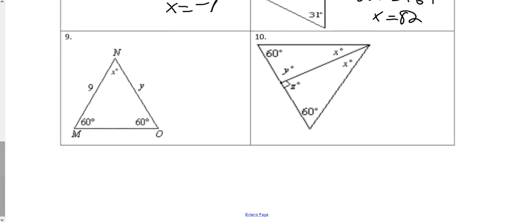All right, this one's pretty easy. We've already talked about it. This is an equilateral, equiangular, acute triangle. If it's 60 and 60 on two of them, the third one has to be 60 because 6 times 3 is 18. 60 times 3 is 180. So you should just recognize that.